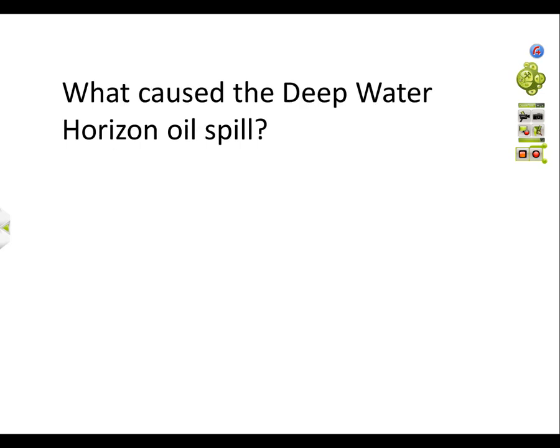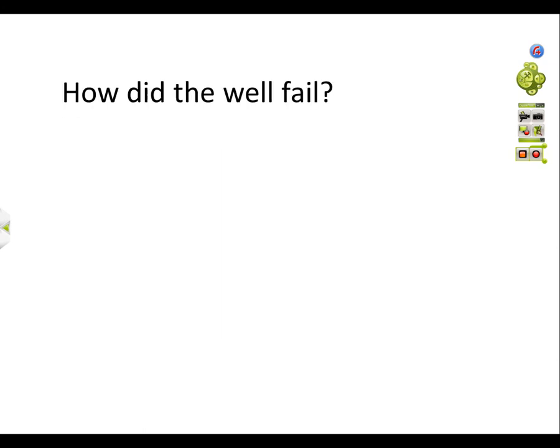Yes. What caused the Deepwater Horizon oil spill? The drill broke. The safety valve broke. They're supposed to secure the oil going out the tube, but it leaked open and the oil went out into the ocean. Yes. How did the well fail?